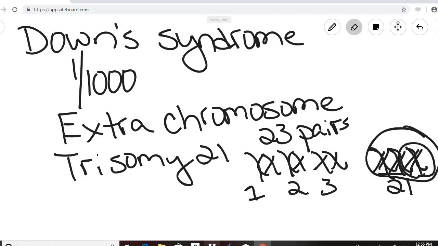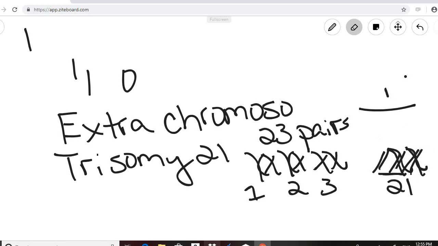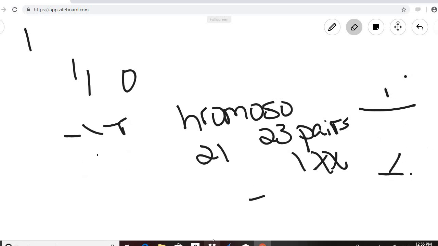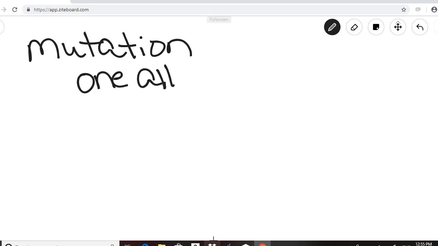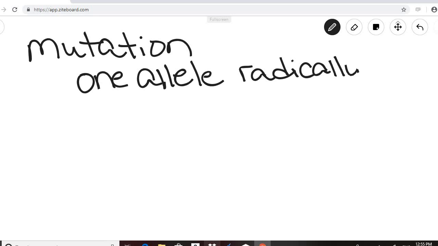So this would happen during meiosis, when the egg and the sperm are going from being diploid cells to haploid cells, if you end up with that extra chromosome. Another thing that can happen in meiosis is that you can get what is called a mutation. And a mutation is just that one of the alleles changes, usually pretty drastically. So an allele radically changes during meiosis.